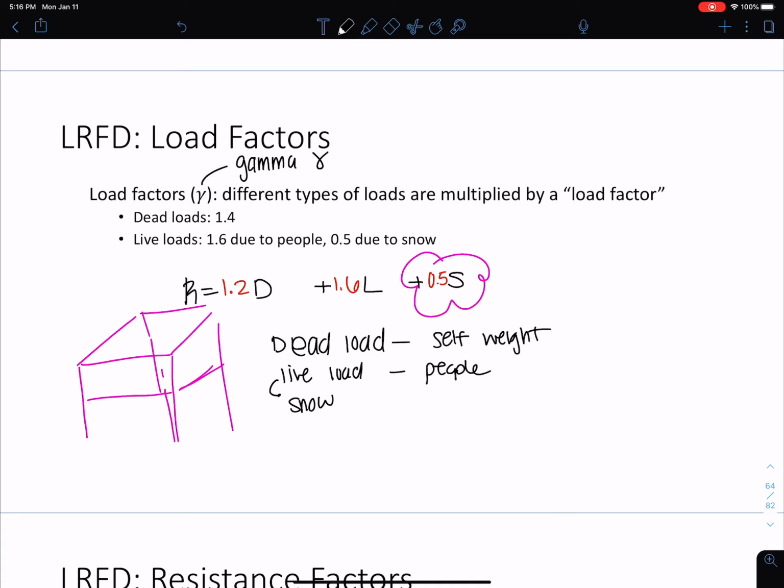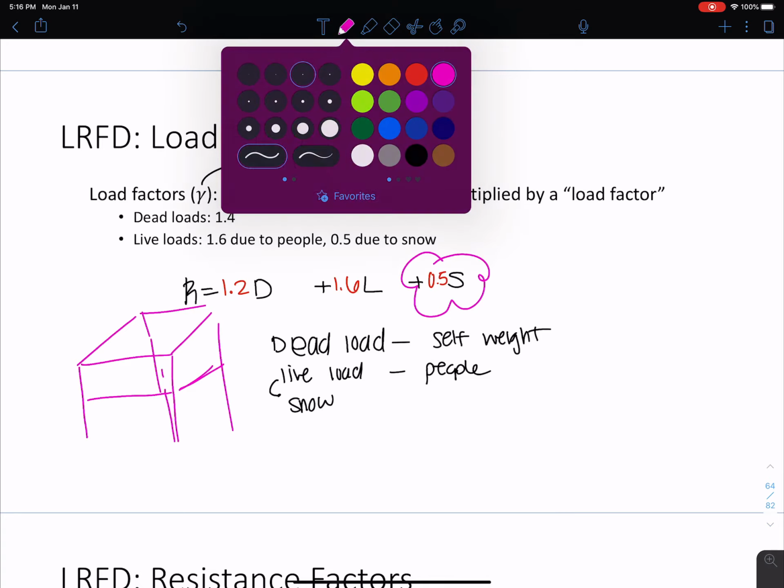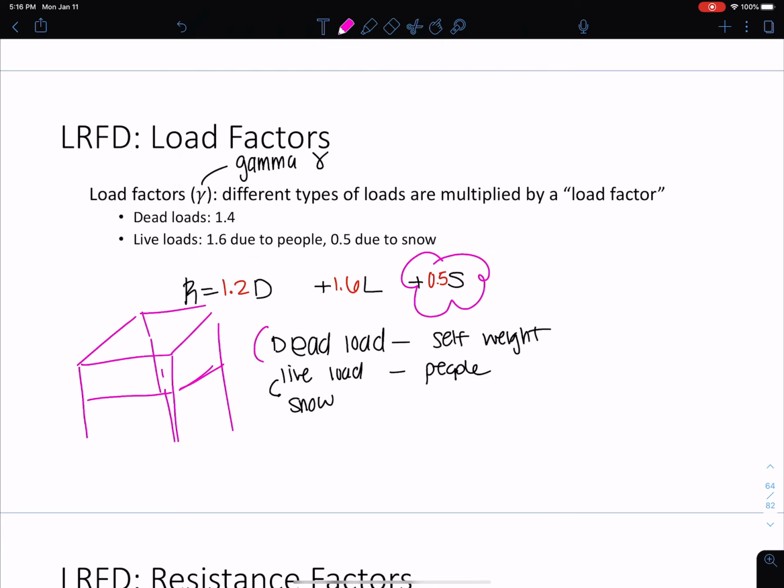Okay, so what LRFD is saying is it's really unlikely. Okay, take the dead load out. The dead load is there regardless. It's going to be there all the time. It's present all the time. So let's increase it by 20%.